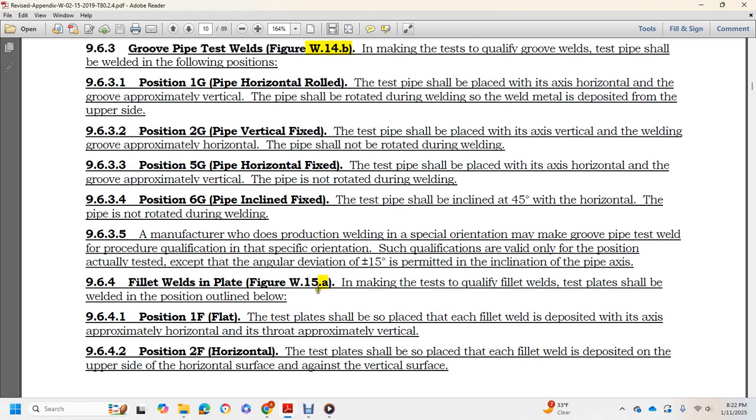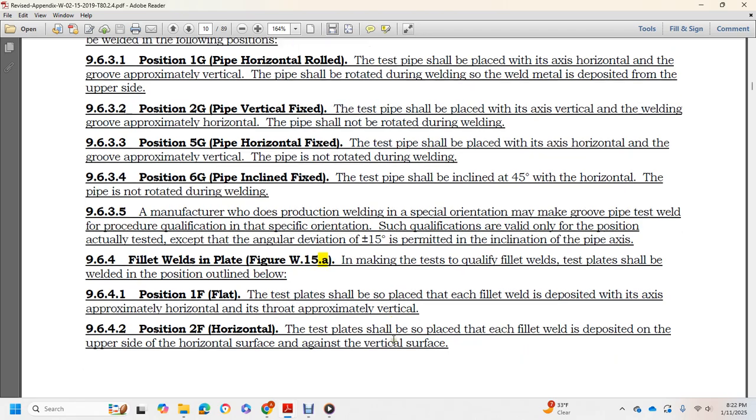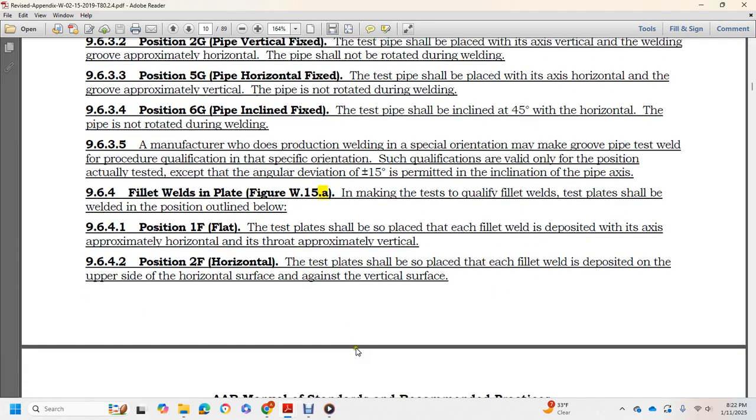Fillet welds in plate, Figure W15A. Making the test qualifying fillet welds, the test plate shall be welded in the positions outlined below. Position 1F, flat. The test plate should be placed so that each fillet weld is deposited with the axis approximately horizontal and the throat approximately vertical. Position 2F, horizontal. The test plate should be placed so that each fillet weld is deposited on the upper side of the horizontal surface against the vertical surface.